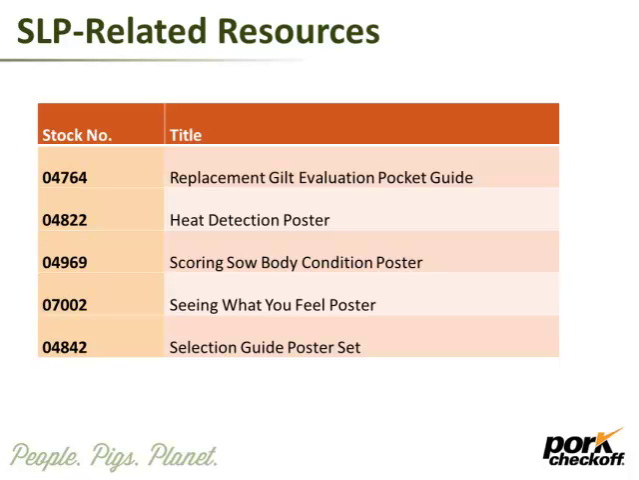We've got a sow body condition scoring poster. Seeing What You Feel is a pretty old poster, but it really never changes. Basically, it's a cutaway of a sow reproductive tract with a piglet in there, and then it shows a hand reaching in to adjust that piglet and help that sow give birth to the pigs. And then the selection guide poster set is a combination of different guides that go together in a poster form, so you can post them in your barns.